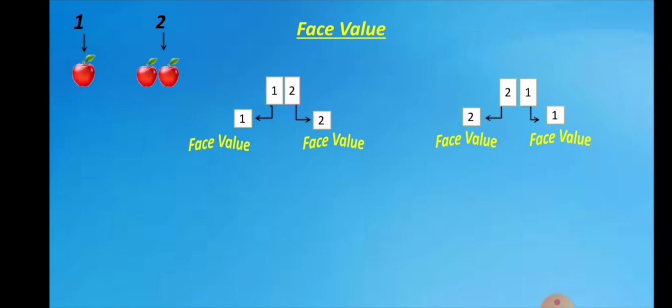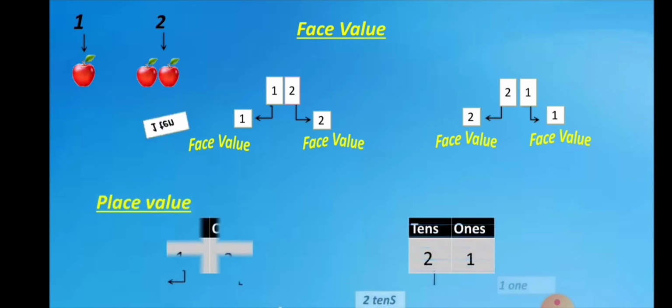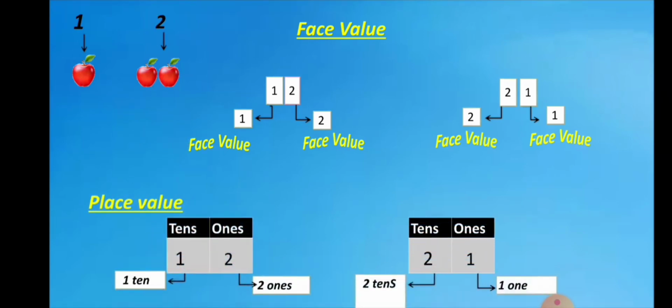Remember that, kids. Using ones and tens, we write 12 and 21 as you can see in this picture. Now our next topic is place value. PLACE, place, and VALUE, value. Kids, don't confuse face value and place value. Face value will not change.